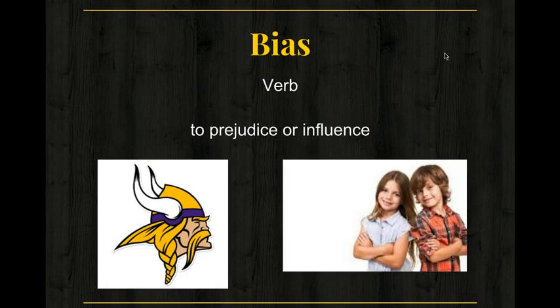Another example of bias is kids. As parents, you're biased towards your kids. You watch them in sports and you think, oh, that was a foul on your kid or whatever, or they didn't do anything bad. It's because you're biased towards them. You kind of have a prejudice for them.